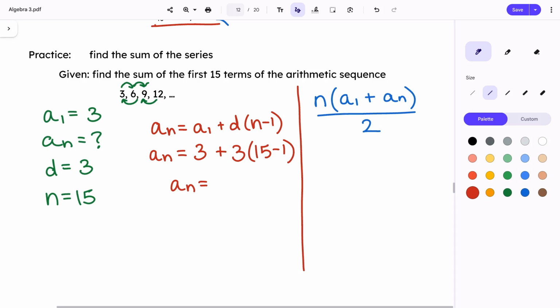What would be 3 plus 3 times 15 minus 1? 45. So that's the last term in the sequence. So now we can find our sum, because we already knew that we had the first 15 terms. We said the first one was a 3. We just found the last one to be a 45. And then we can cut that in half. So what's my sum?